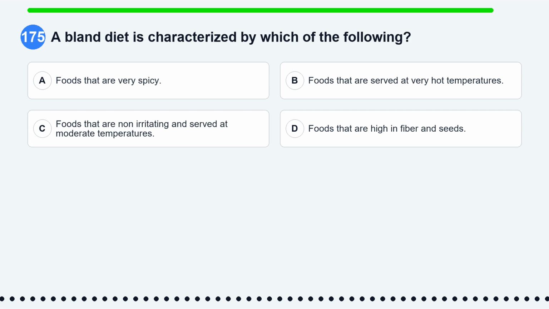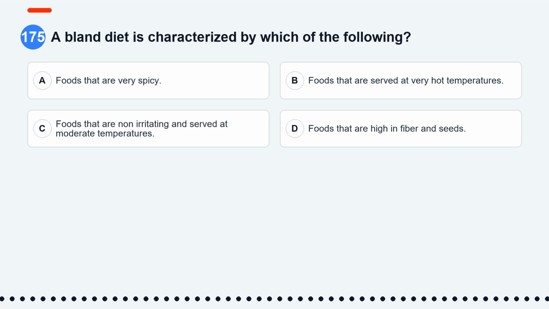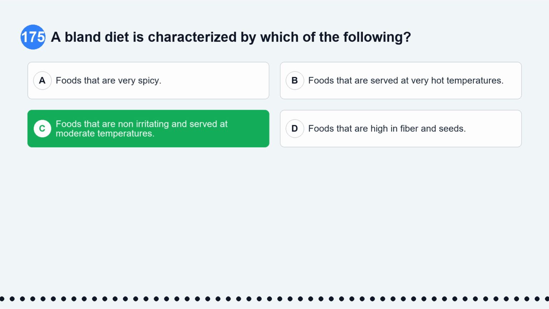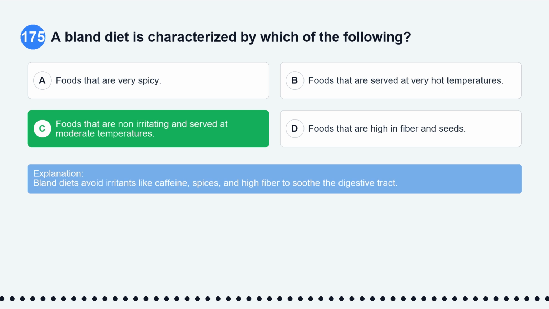Question 175. A bland diet is characterized by which of the following? Option A, foods that are very spicy. Option B, foods that are served at very hot temperatures. Option C, foods that are non-irritating and served at moderate temperatures. Option D, foods that are high in fiber and seeds. The correct answer is option C, foods that are non-irritating and served at moderate temperatures. Bland diets avoid irritants like caffeine, spices, and high fiber to soothe the digestive tract.